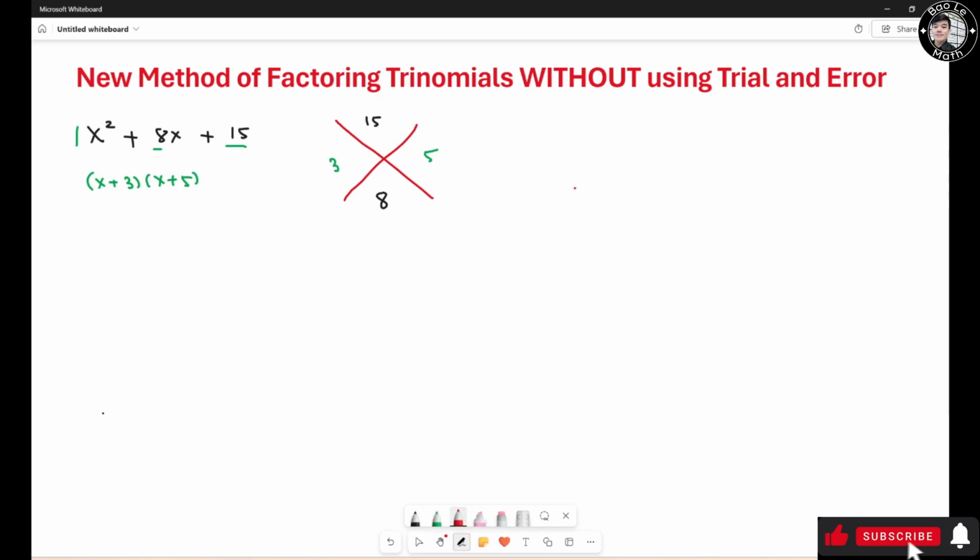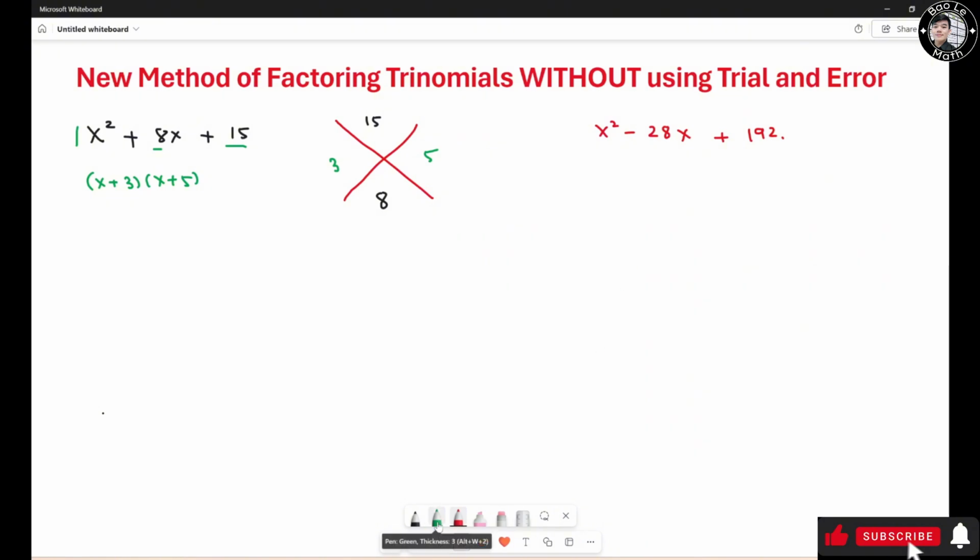But what if you come across this example? s squared minus 28s plus 192. It takes you longer to factor this one using the trial and error method. So I'm going to show you the second method to do this without guessing and checking.